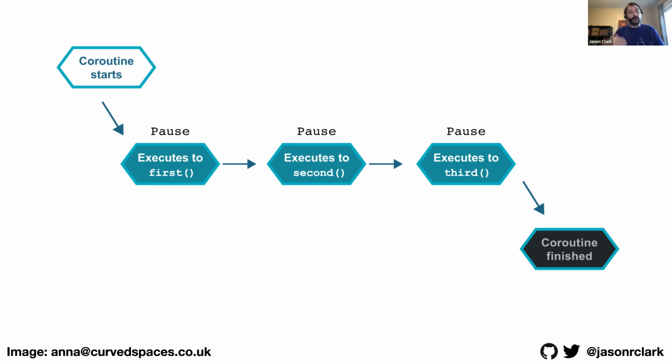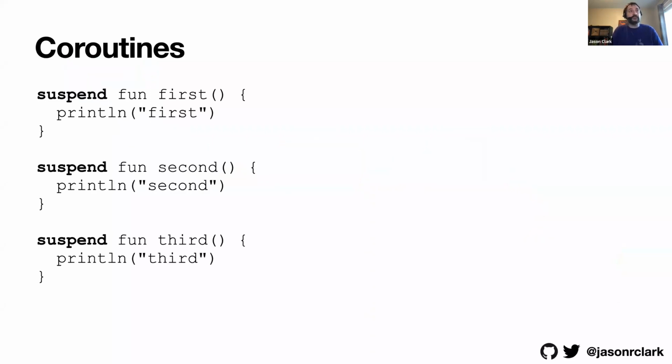That then also is going to pause before it goes on to the third. And the way that the runtime knows, the way Kotlin finds out that these pauses should happen, is because there's a keyword in the language. The keyword is suspend. And what that says is when this function gets executed in a coroutine, you can pause at this point.